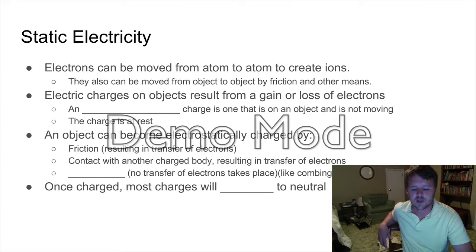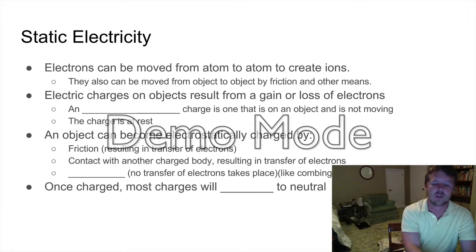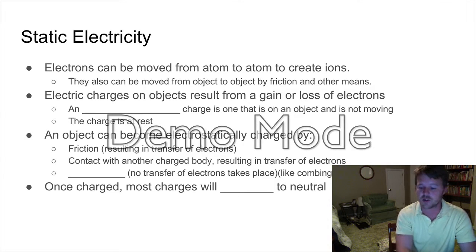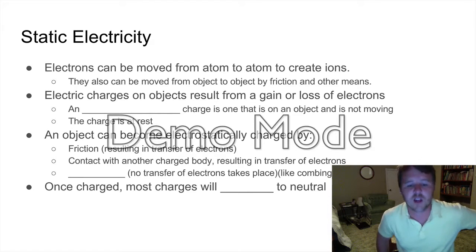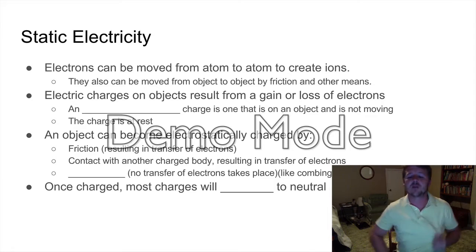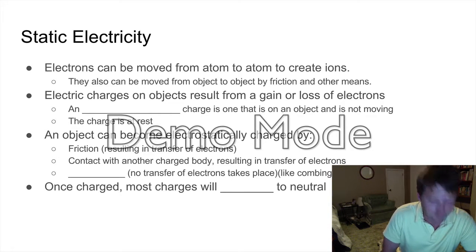Where'd that come from exactly? Well, it could come from 2 different places. Either that door handle was charged, but more than likely you gained a negative charge from the car seat. So it's important just to know that you gained a charge from the car seat, and that charge was electrostatic, which is going to be that first blank there. An electrostatic charge is one that is on an object and is not moving. So the charge is at rest.